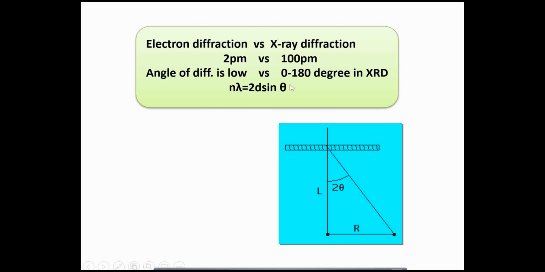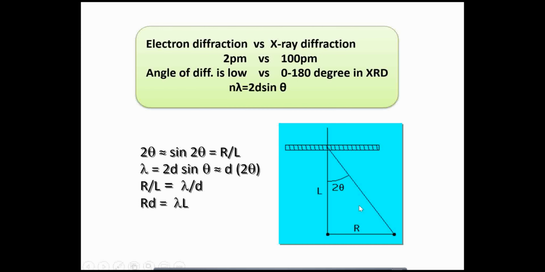If you see the setup, this is your sample, and then this is your imaging plane. What is happening is, this L will be fixed for a given TEM system, and this 2 theta will vary. R is the distance between the diffraction pattern points, one here, another here. So this is the R. From this triangle, you can generate that 2 theta is equal to R by L, and then you put this theta value into n lambda = 2d sin theta, you will get the equation Rd = lambda L. So that's the equation we will utilize to index our diffraction rings or diffraction points.